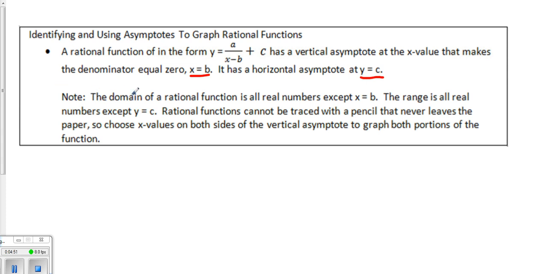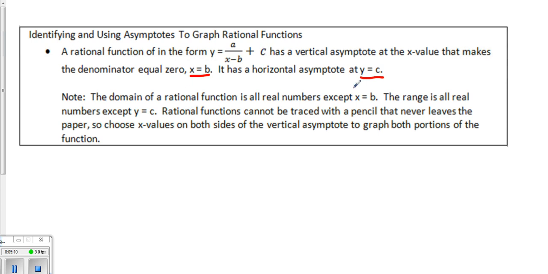Note, the domain of a rational function is all real numbers except for b. So in this equation, x can be any number except for this number b. The range is all real numbers except for c. So y can come out to any value except for this value c.